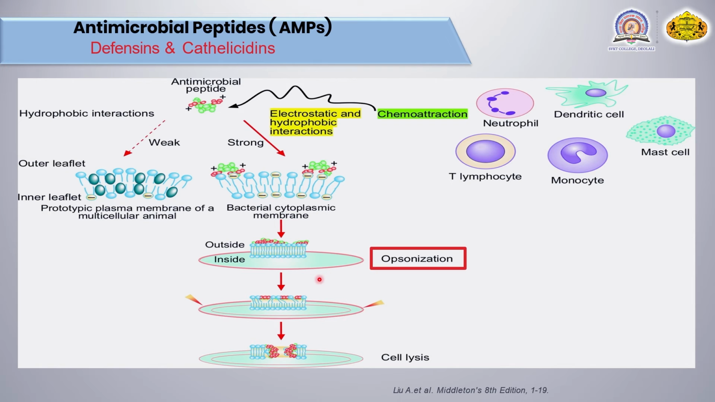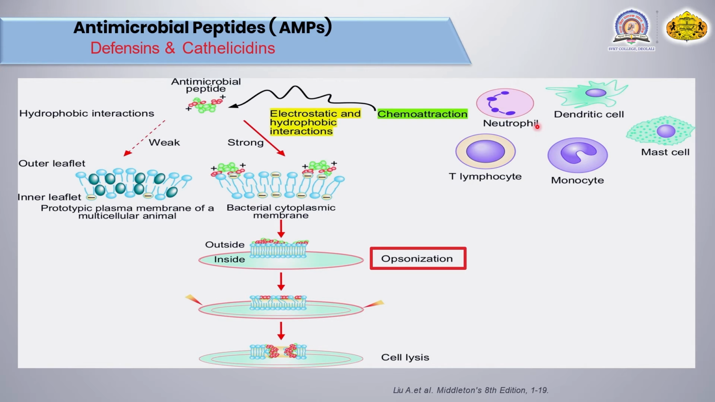So by opsonization here, different types of mechanisms get involved, and due to that the destruction of that microbial cell takes place. In another type of mechanism, this chemical peptide itself acts as a chemoattractant by electrostatic and hydrophobic interaction. So they attract different cytotoxic or effector cells of our acquired immunity, cells like neutrophils, T cells, monocytes, mast cells, and dendritic cells get attracted there.